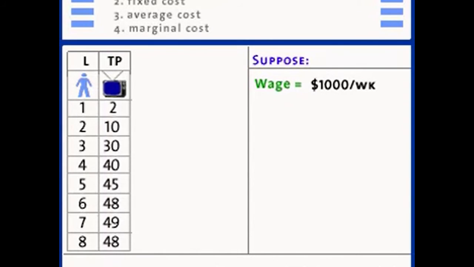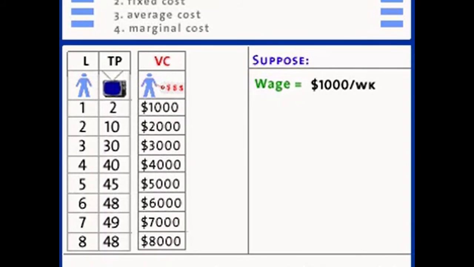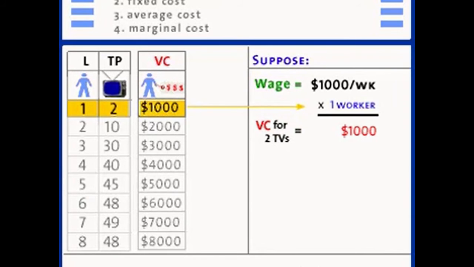What we'll do now is take the number of workers in each case and multiply by the wage that must be paid those workers to get the total amount of money the firm has to spend on labor to produce output. For instance, if you hire one worker, you've got to pay that worker $1,000 a week for a total of $1,000. That's the variable cost of producing two television sets. Because after all, one worker can produce two television sets. That means $1,000 is the labor bill for turning out those two television sets.